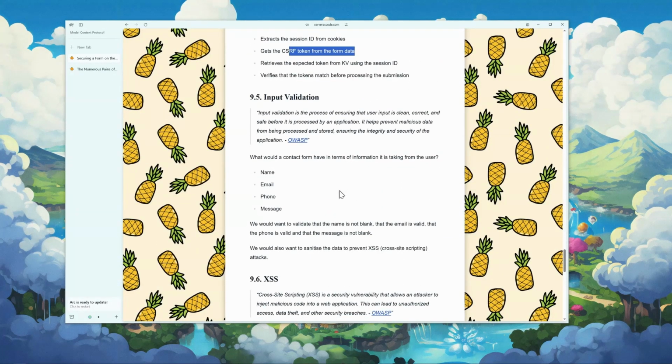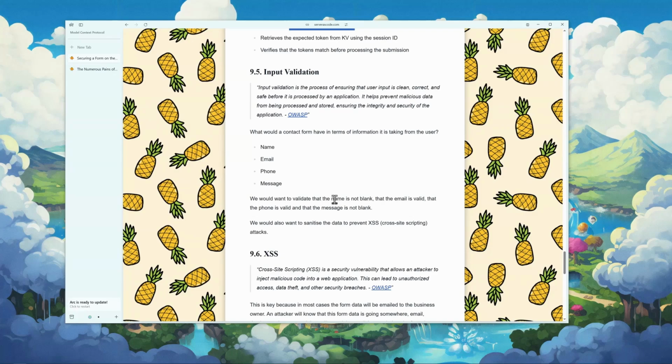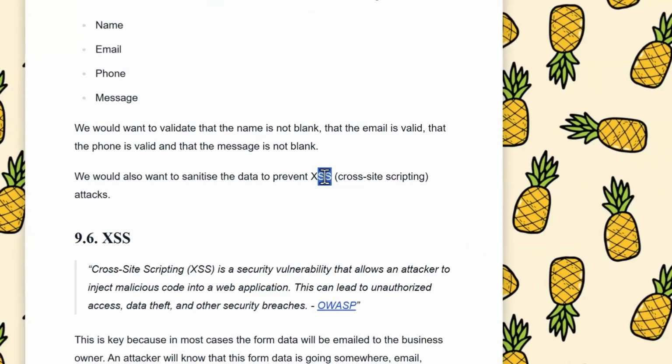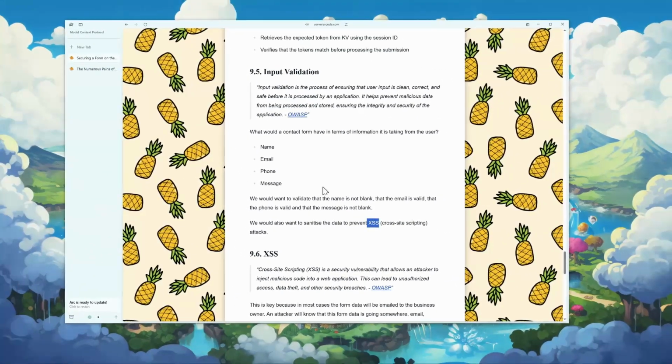Input validation. If you've been working with computer security at all, basically any sort of user input needs to be sanitized, right? You cannot just take raw user input and jam it into your database. You have to sanitize it. You have to strip blank lines. You have to remove the potential for cross-site scripting. So you do have to do that work.